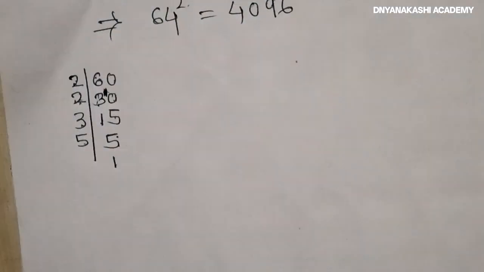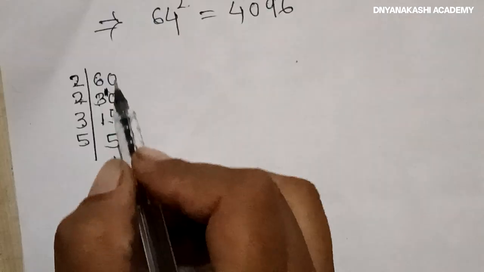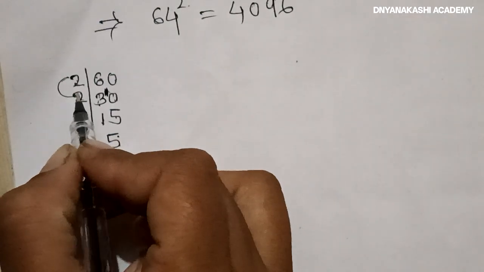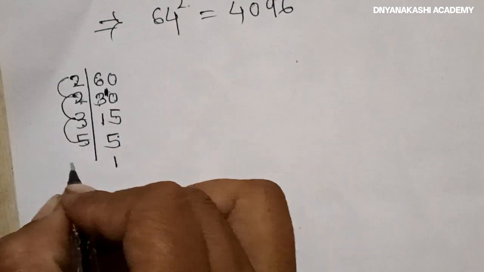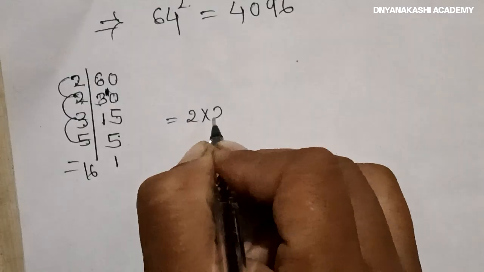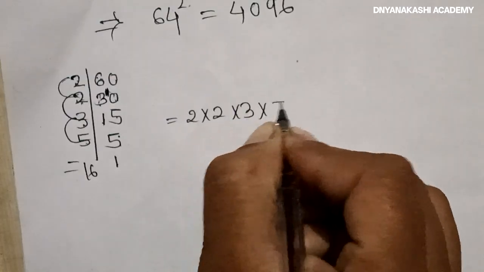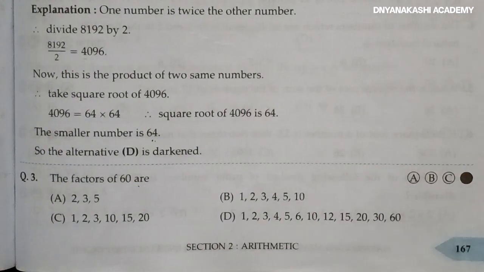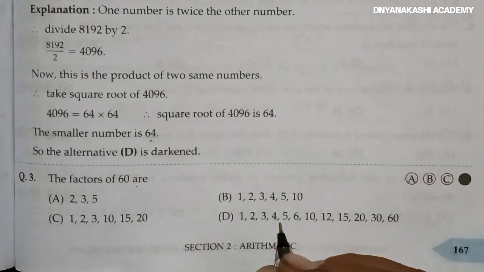And the product of 60, how to find? 2 twos are 4. 4 threes are 12. 12 fives are 60. And the product of 60 is 2 into 2 into 3 into 5. These are the factors of 60. Check whether the answer is there or not here.